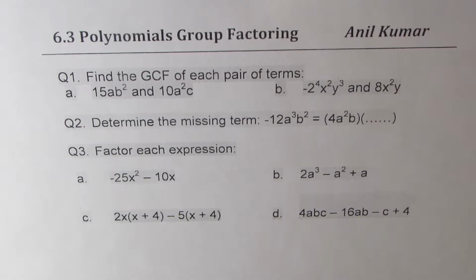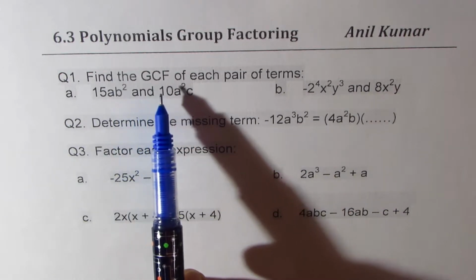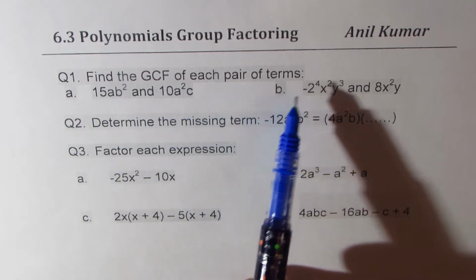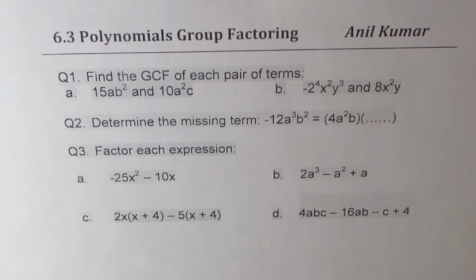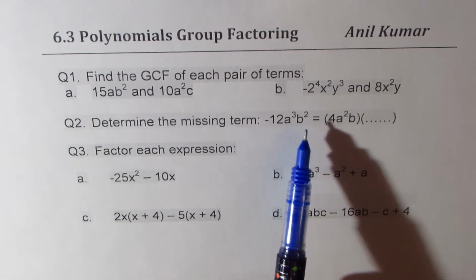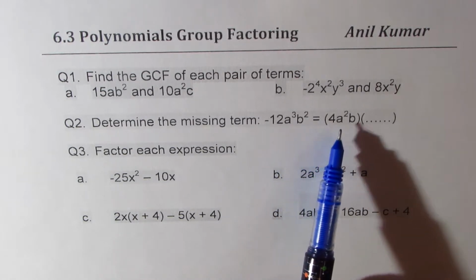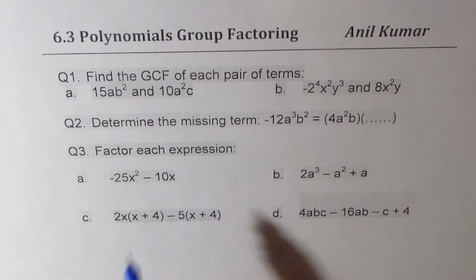Question number 1. Find the greatest common factor of each pair of terms. So we are given 2 sets. You need to find the greatest common factor. Question number 2. Determine the missing terms. Minus 12a cube b square equals 4a square b times what?